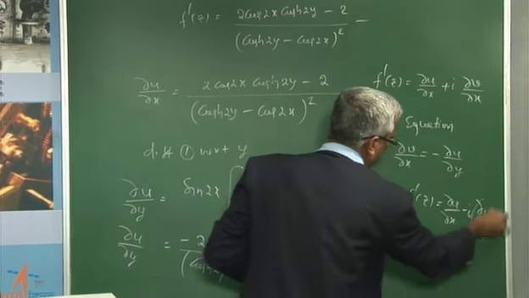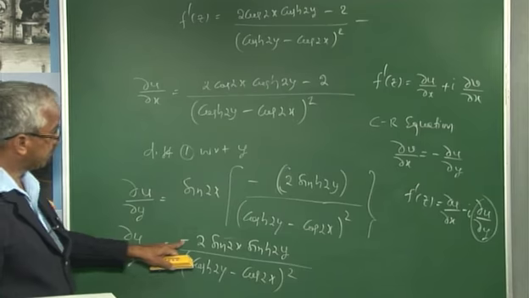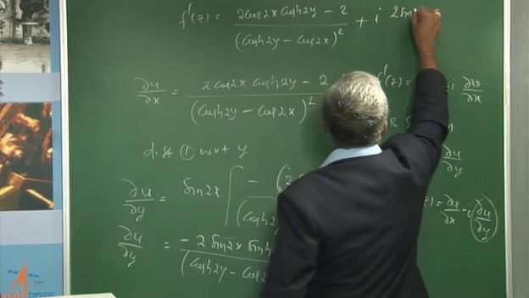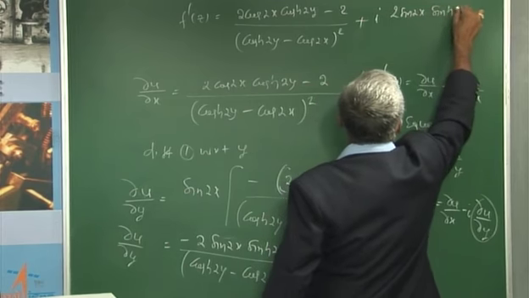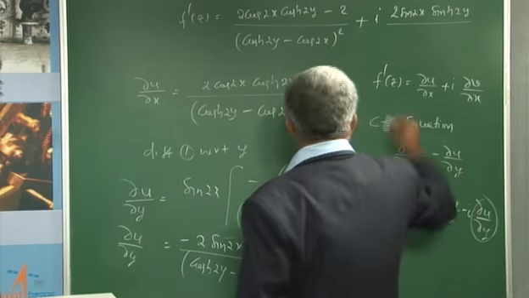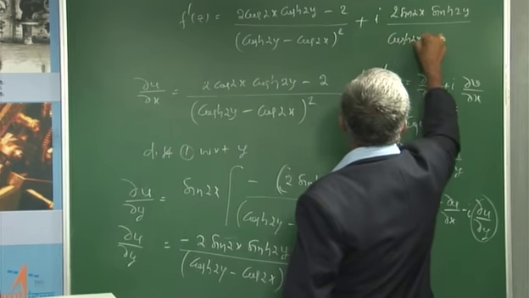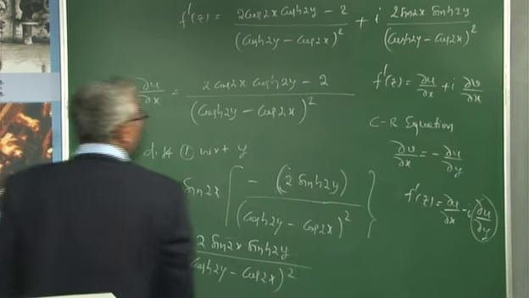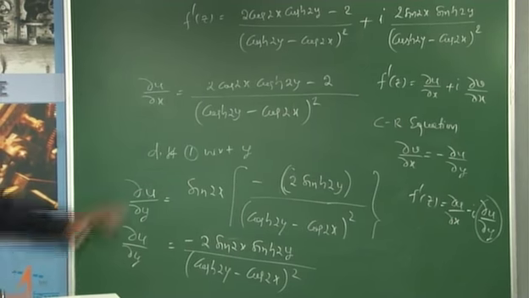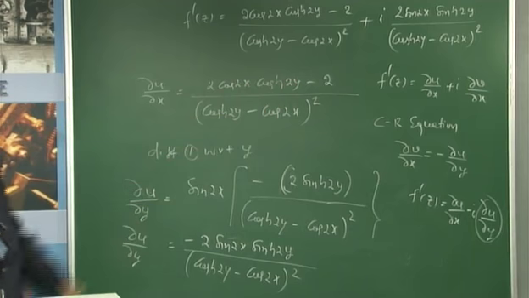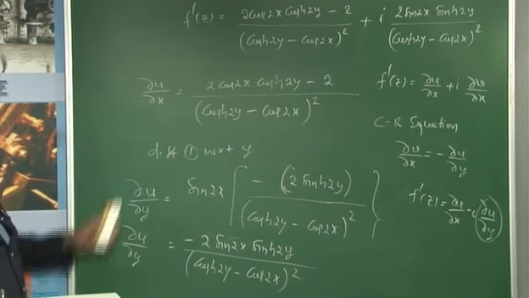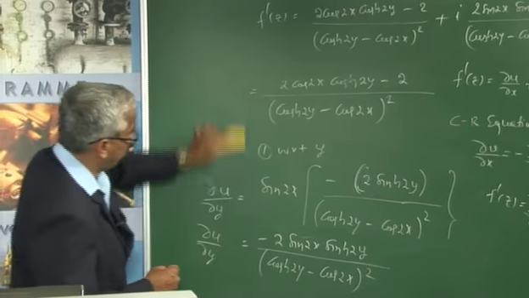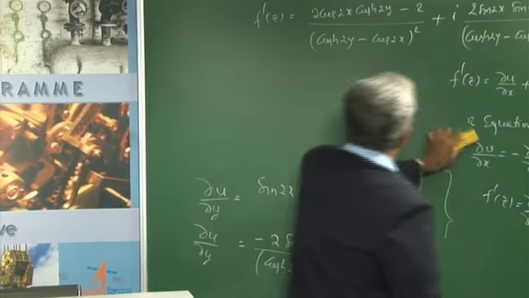So now I have to take that minus i into dou u by dou y; minus of minus is plus i into 2 sin 2x sin hyperbolic 2y divided by cos hyperbolic 2y minus cos 2x whole squared. Just see that dou u by dou x is this term and dou u by dou y is that term, that minus of minus will become plus. Now by the Milne-Thomson method, replace x by z and y by 0.